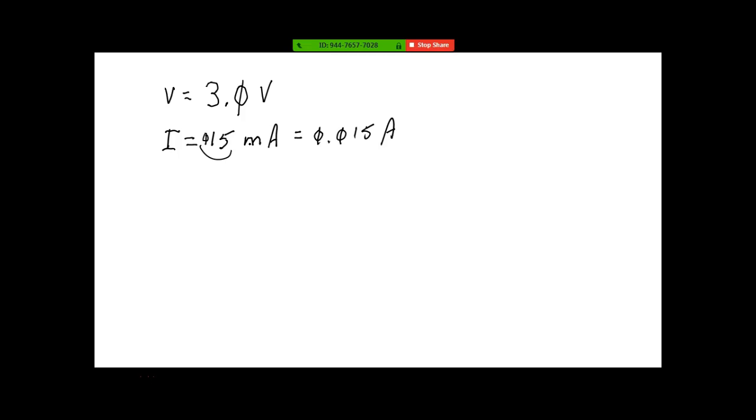I think that probably, yeah. Nope, they wrote it both ways. They put 15 times 10 to the minus 3 because milli means 10 to the minus 3, or writing that as 0.015 amps. So the question is, what is its resistance?